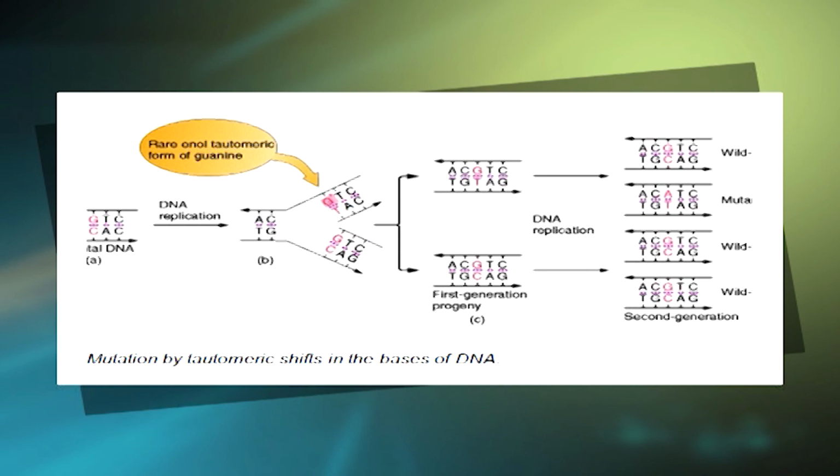If a guanine undergoes a tautomeric shift from the common keto form to the rare enol form at the time of incorporation as nucleoside triphosphate rather than in the template strand, it will be incorporated opposite thymine in the template strand and cause an AT-GC mutation.